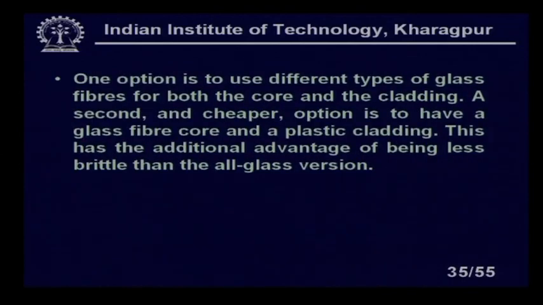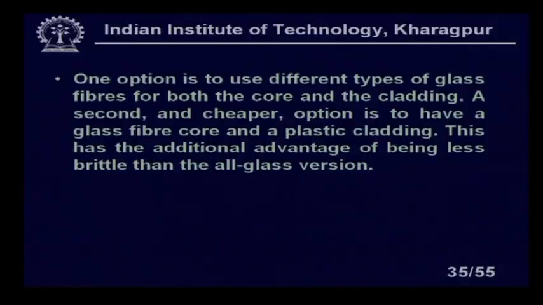One option is to use different types of glass fibers for both the core and the cladding. Okay. You can use glass for both, but obviously of different RI, refractive index, for the core and cladding. A second, cheaper option is to have a glass fiber core which has a higher refractive index and a plastic cladding, which has a lower refractive index value. This has the additional advantage of being less brittle than the all glass versions.